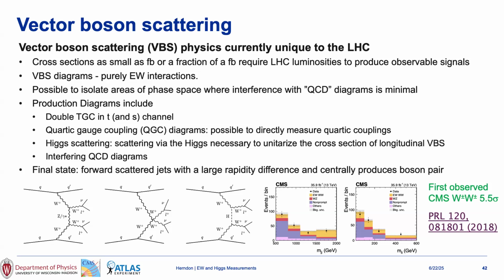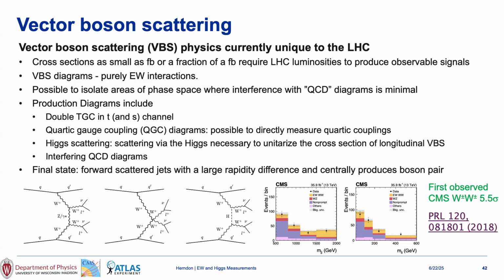As I was saying, these production diagrams can have these double TGCs and quartic gauge couplings. You can have Higgs scattering. These things can happen in the S and T channel, depending on which mode you're looking at. And then to make it all more complex, there are interfering QCD diagrams where you also get 2 vector bosons plus 2 quarks in the end state. In general, it's not so easy to differentiate these two things, when you're seeing vector boson scattering and when you're seeing these QCD interactions.